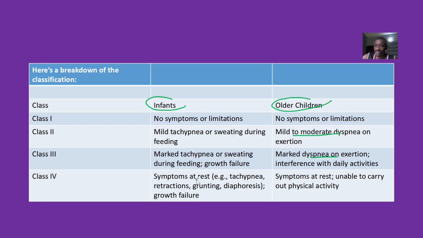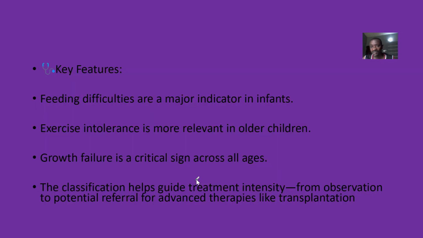Class 4, symptoms at rest. They're having difficulties in breathing, retractions, grunting, diaphoresis, growth failure. In older children, symptoms at rest. They are unable to carry out their physical activities.